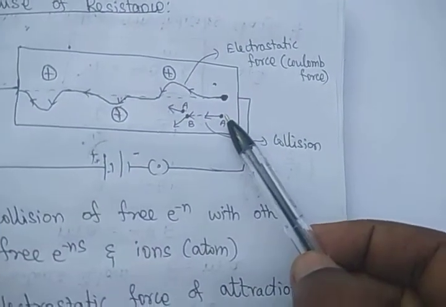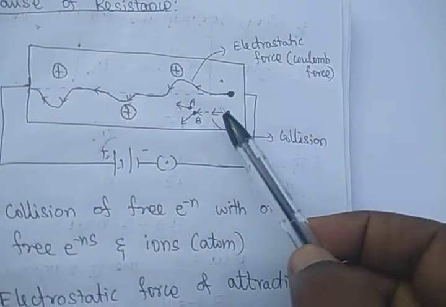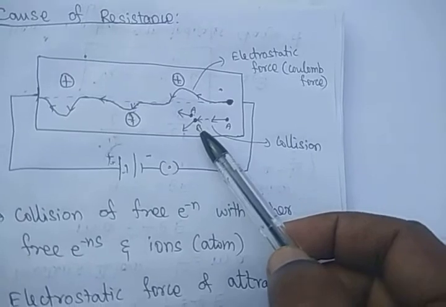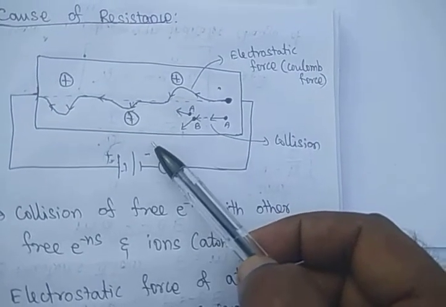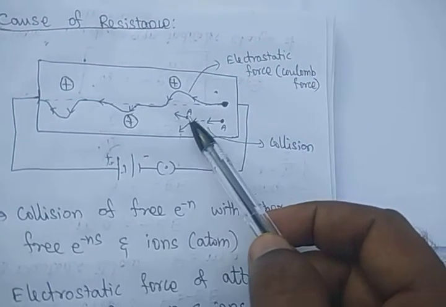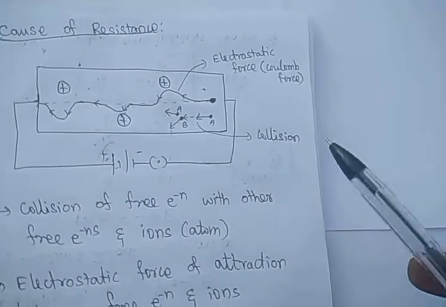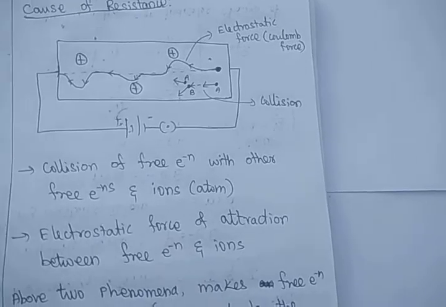Similarly, some free electrons may collide with other free electrons. There is a free electron A and a free electron B. These two will collide with each other and scatter. Again B will collide with another electron, and A will collide with another free electron. So these collisions also slow down the motion of free electrons.